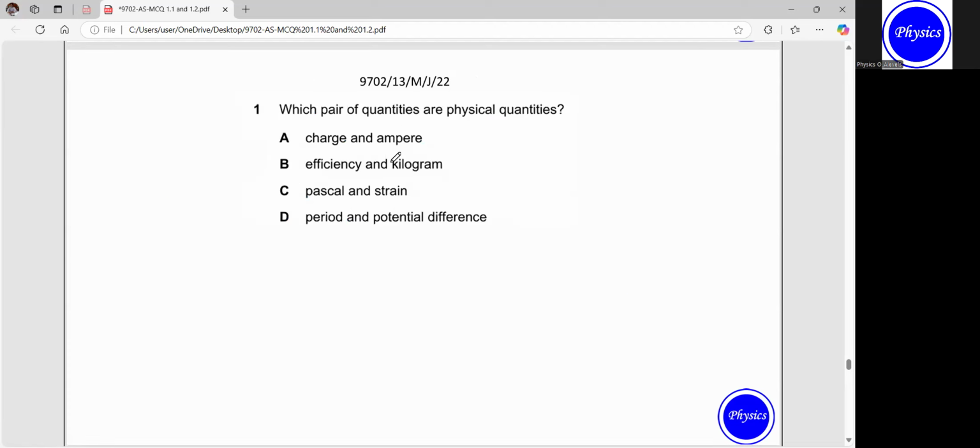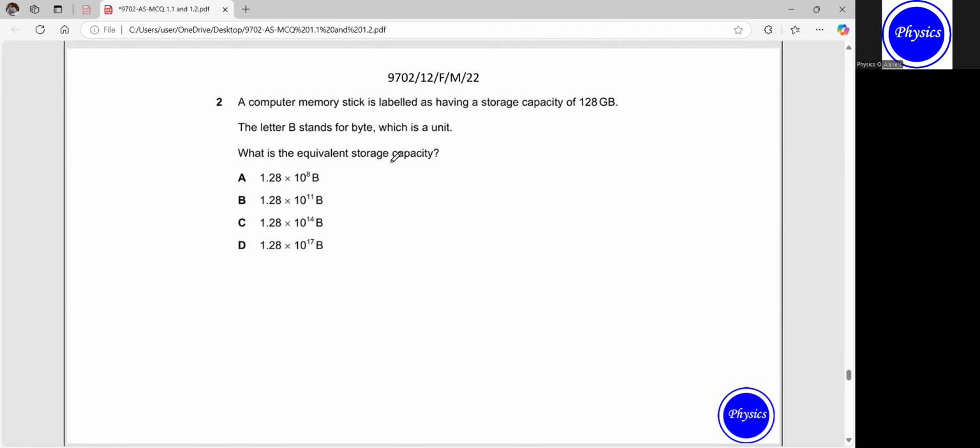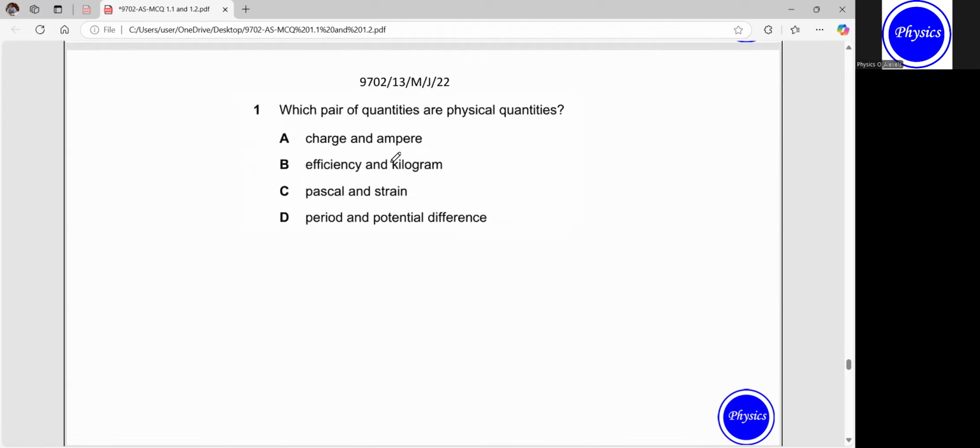Which pair of quantities are physical quantities? Remember the table? Okay, note it. Charge and ampere. Charge is a physical quantity. Ampere, current, is a physical quantity, but ampere is a unit. Efficiency is not a physical quantity. Kilogram is a unit.